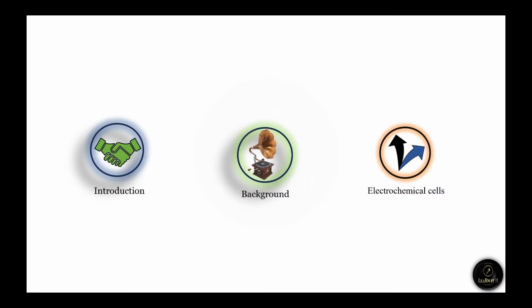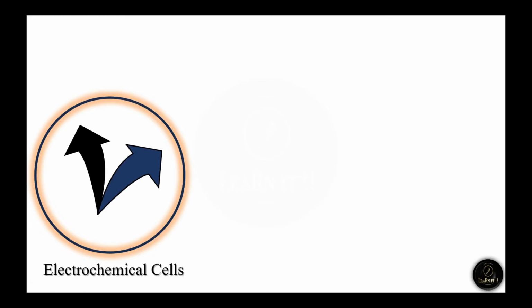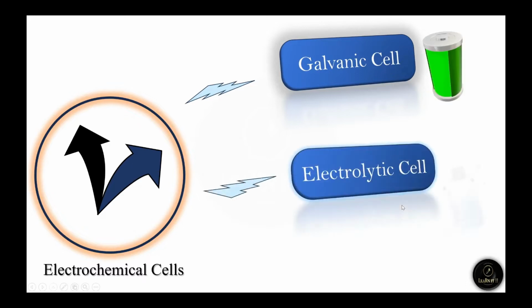As we discussed before, the study of electrochemistry is nothing but the study of electrochemical cells. There are two types of electrochemical cells. The first one is the galvanic cell. The second one is the electrolytic cell. So let us discuss the galvanic cell.